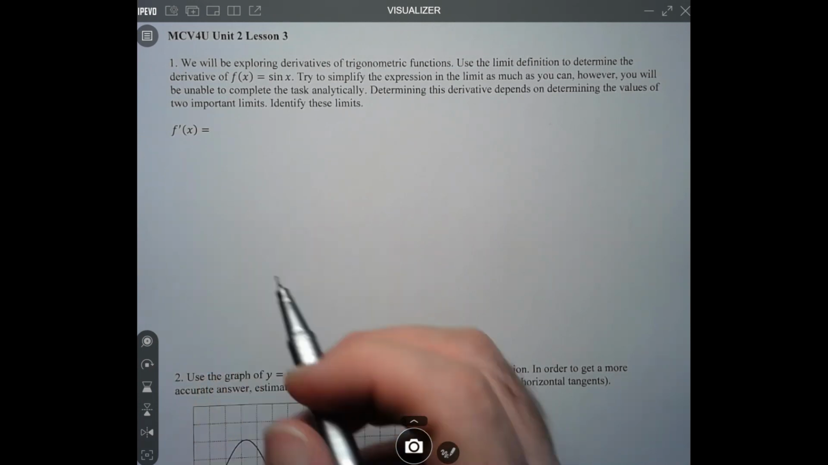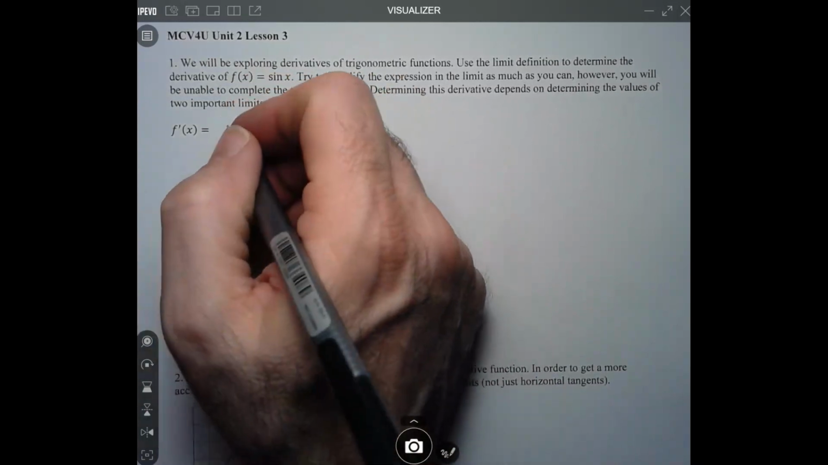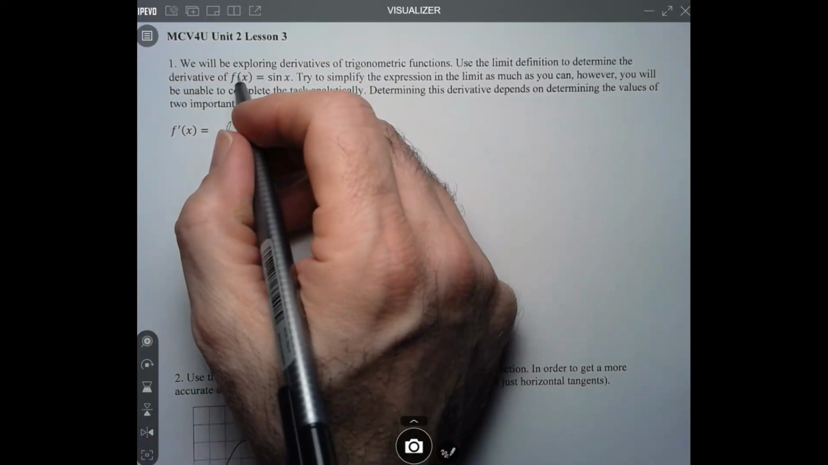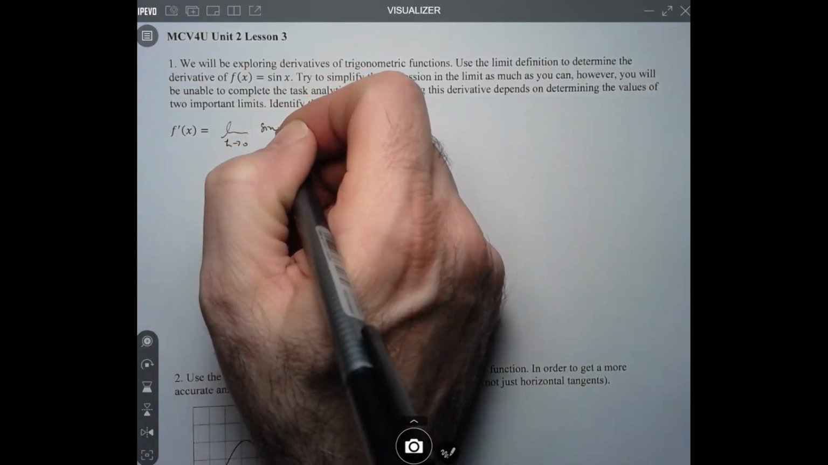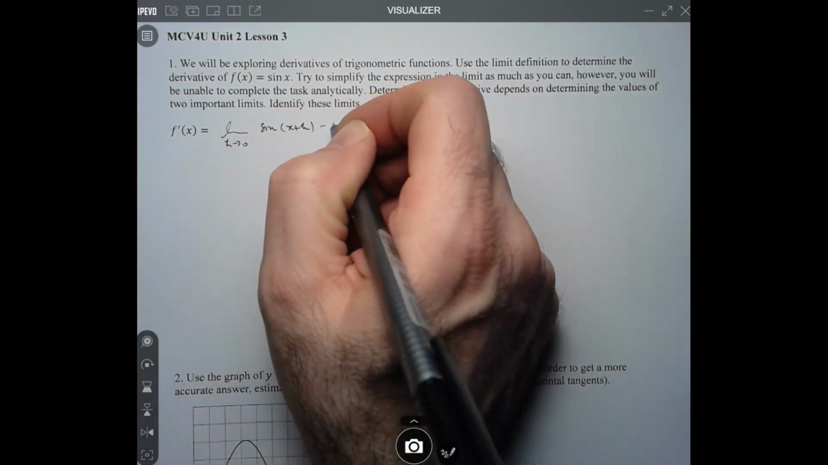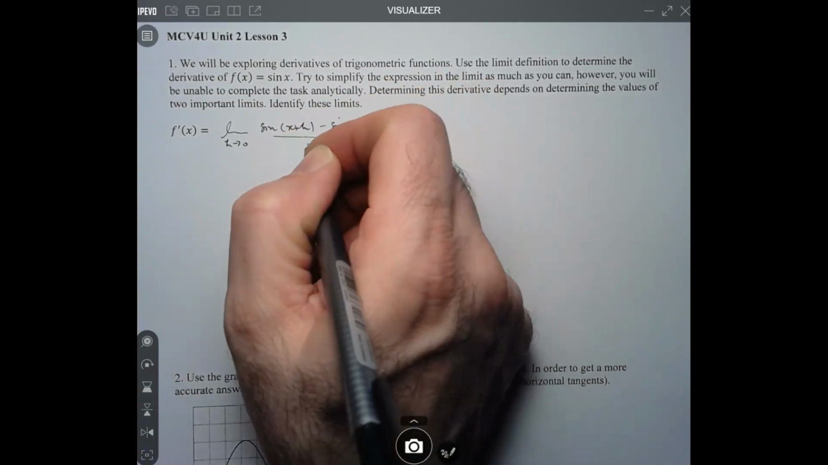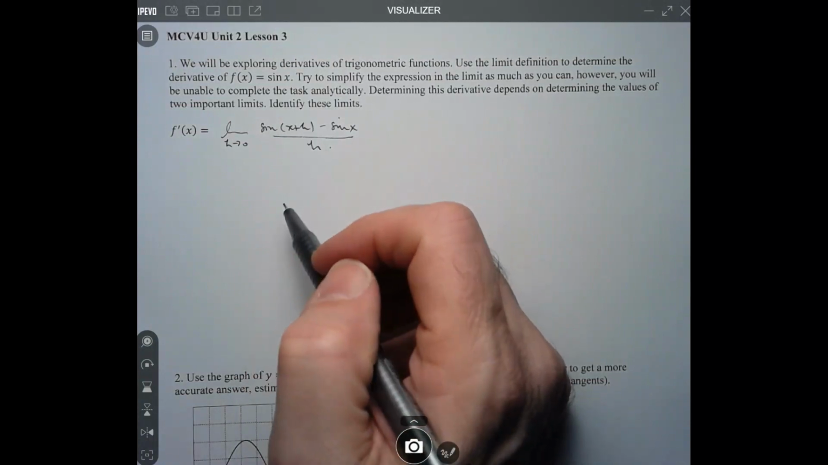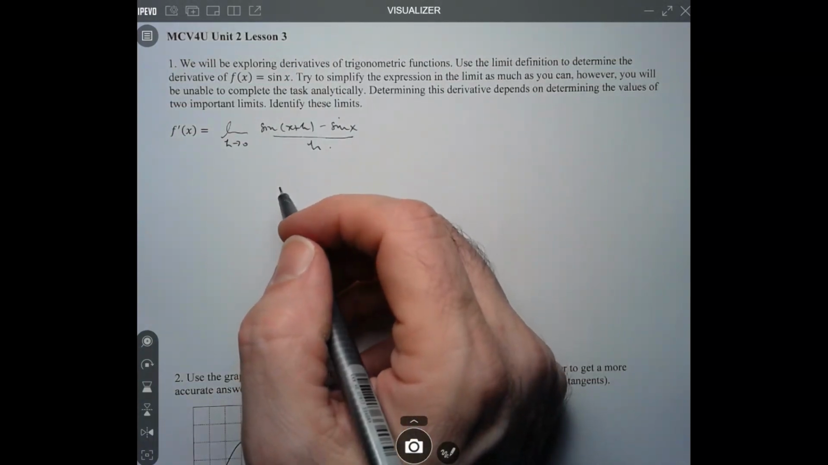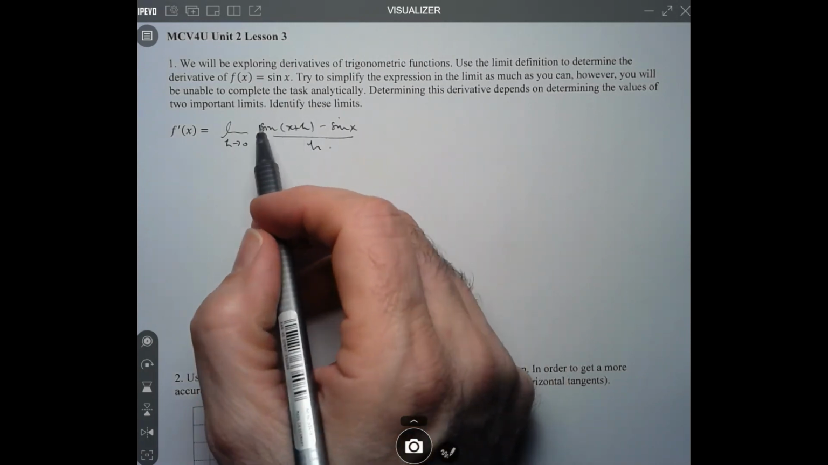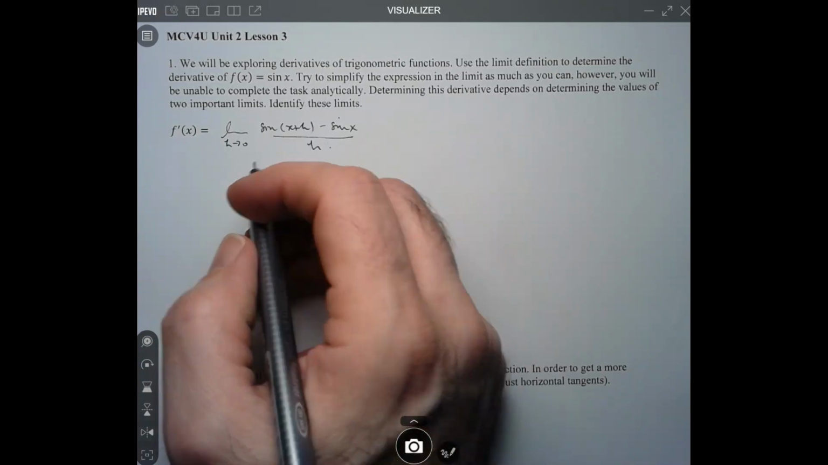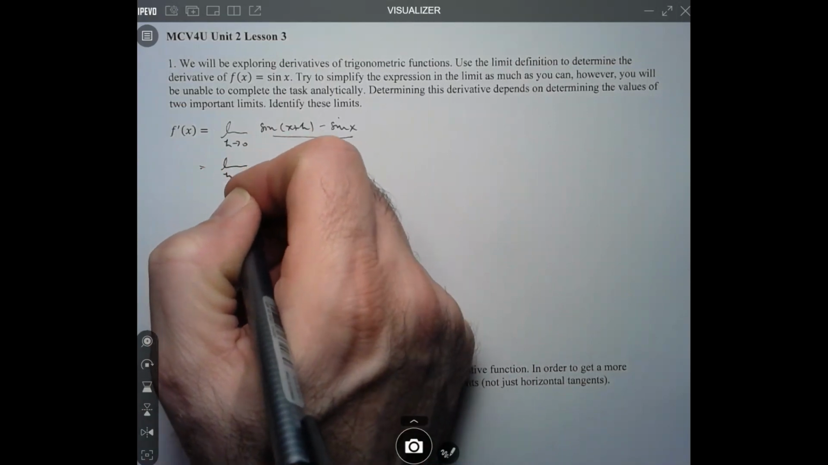All right, so we're back here. Hopefully you put this into the limit definition of the derivative: the limit as h approaches 0 of f at x plus h, so that's sine of x plus h, minus sine of x, all over h. As usual, this is an indeterminate form because it approaches 0 over 0. So that means we're going to try to do some algebra here. Hopefully you saw this first expression and realized that you could use the addition formula for sine. Let's see where that takes us.